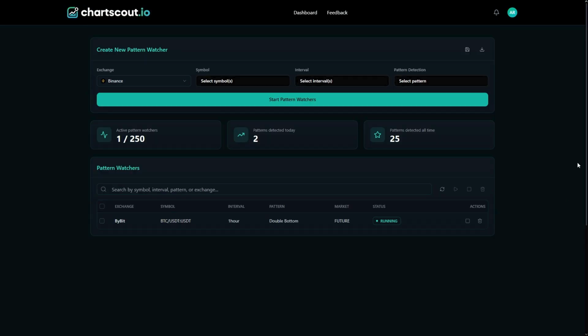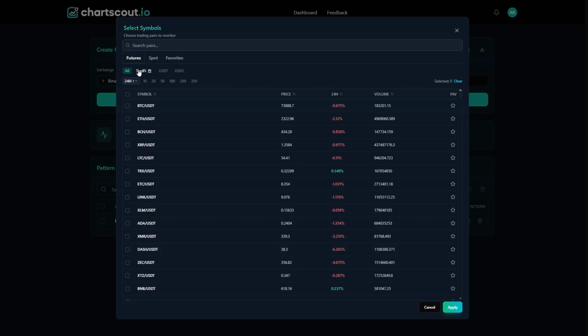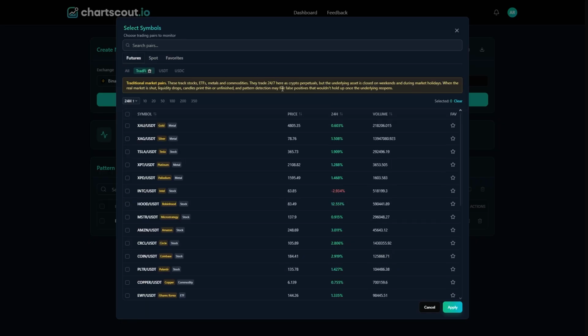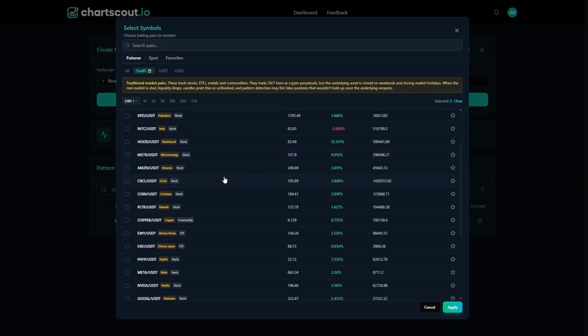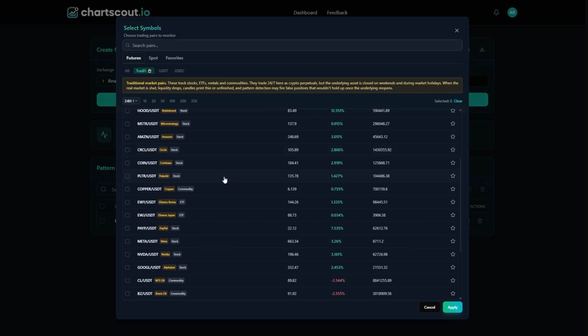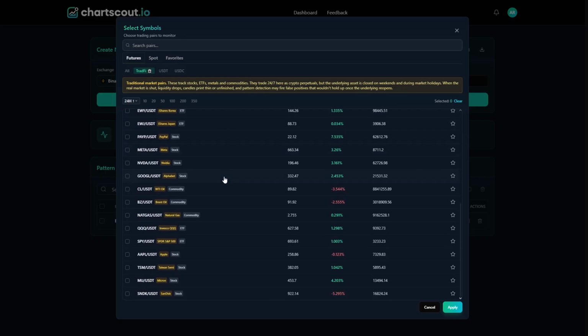Now, I want to show you something that I think most people who hear about ChartScout for the first time do not expect. Because I did not expect it either. If I open the symbol picker and switch to the Futures tab, there is a TradFi filter. And when I turn that on, I can see select stock, ETF, metal, and commodity listings that are available as supported futures products on these exchanges. So, depending on what is listed, you might see names like Palantir, Tesla, SPY, QQQ, gold, silver, or crude oil sitting right here alongside your crypto pairs.